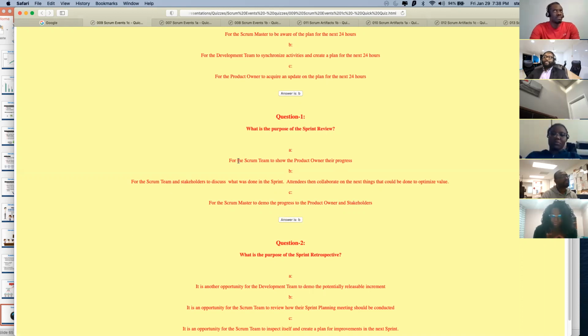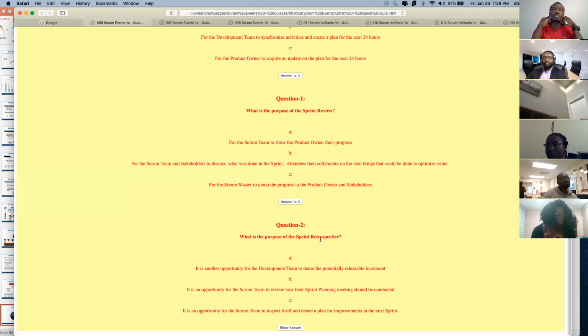So A says it's for the Scrum team to show the product owner their progress. What progress? At the end of the sprint, we have the sprint review. The sprint review is not held in the middle of the sprint to show the progress. It shows you what you have done during the sprint, because it's at the end of the sprint that you're doing the sprint review, and you're demonstrating the feature that you developed, the product increment that you worked on. Okay, so the answer is B. Next one, you had a question, Jack?